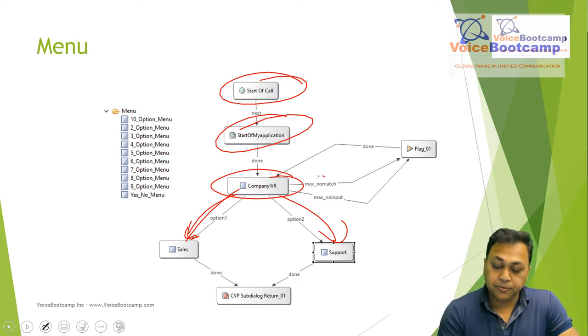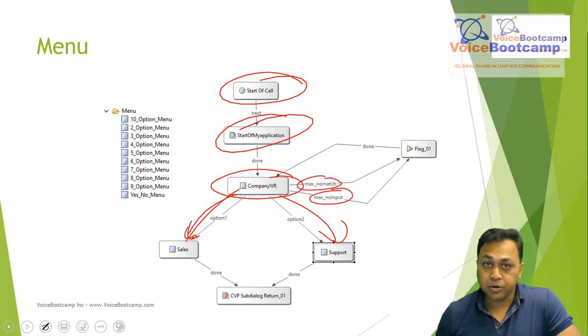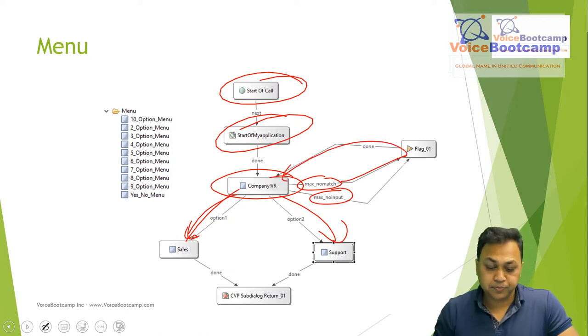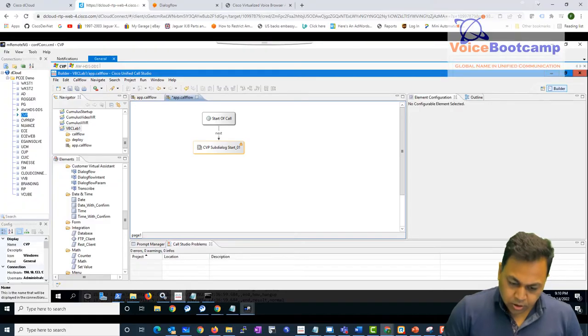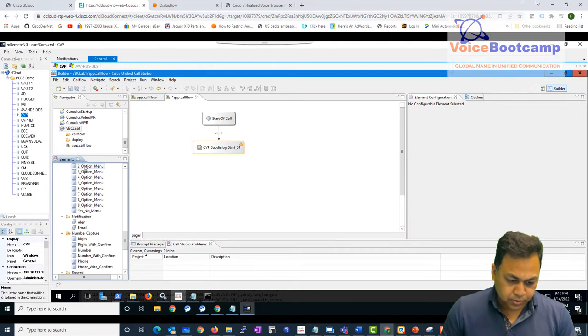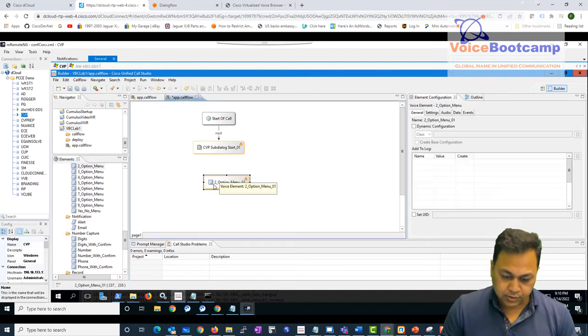If the user fails to take any input, or maybe they enter menu 3, it's going to go to a flag and then repeat those options. All right, so let's go ahead and show you how to build such applications. So here we are going to drag and drop a two option menu. And let's call this company IVR.